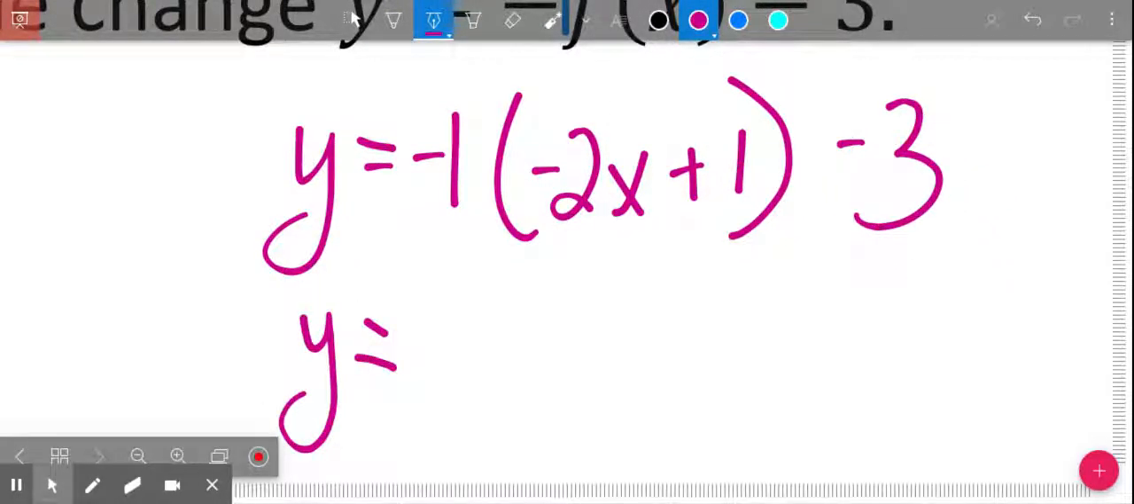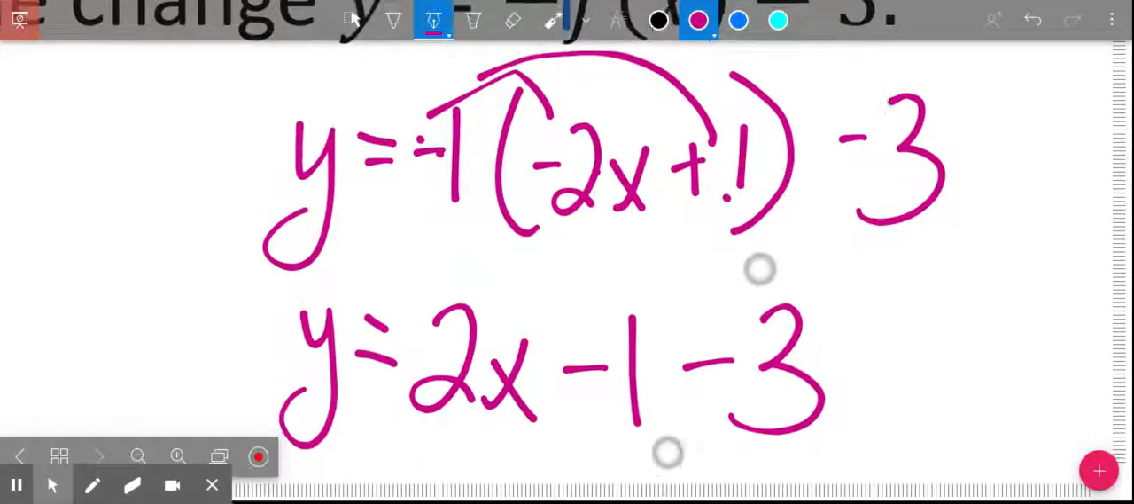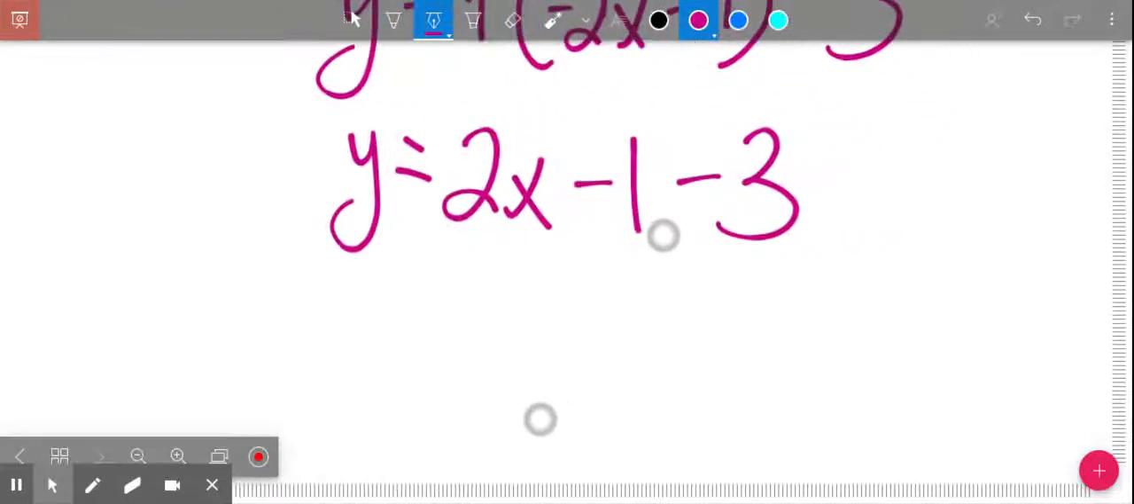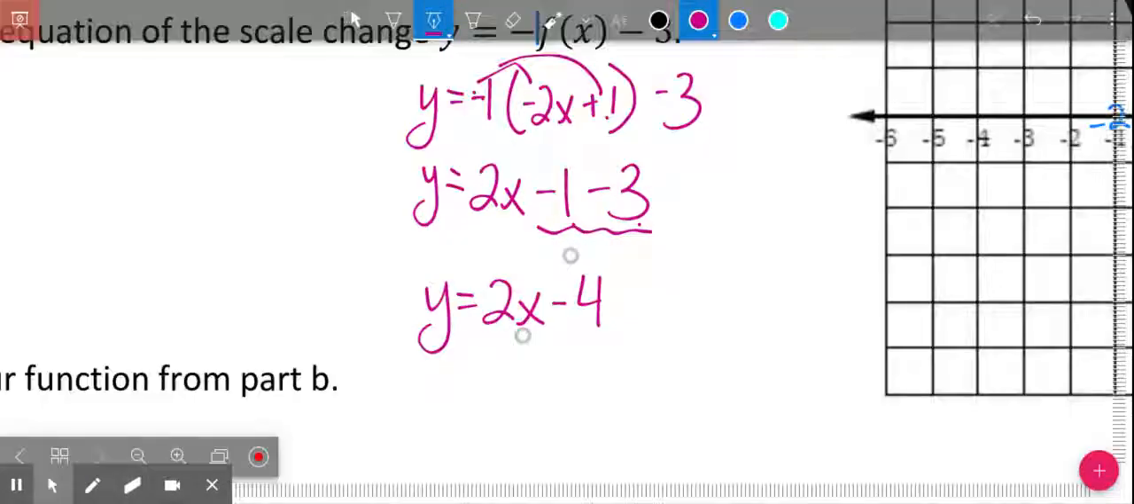I have to distribute that negative 1. Negative 1 times negative 2 gives me a positive 2x, and negative 1 times 1 gives me negative 1 minus 3. I'm going to combine my like terms. Now I have y is equal to 2x, and negative 1 minus 3 gives me negative 4.